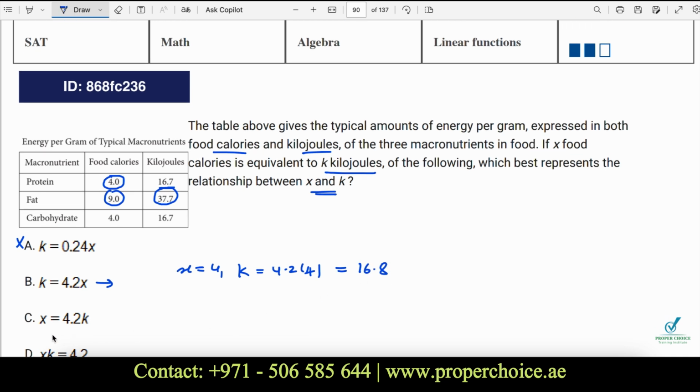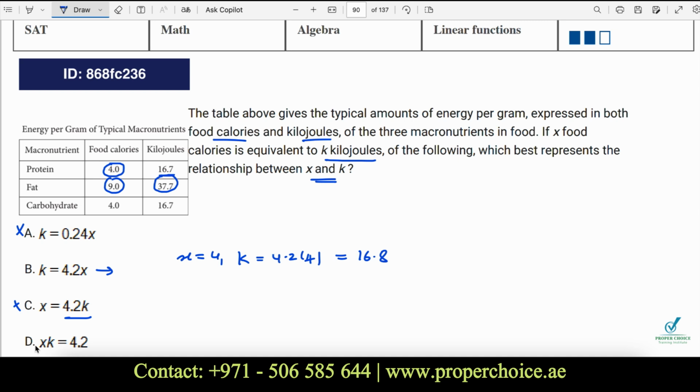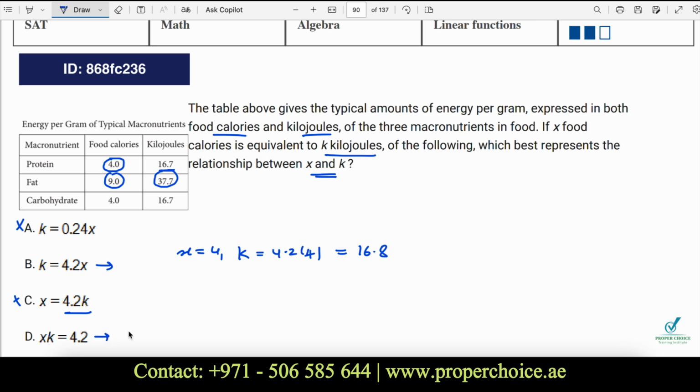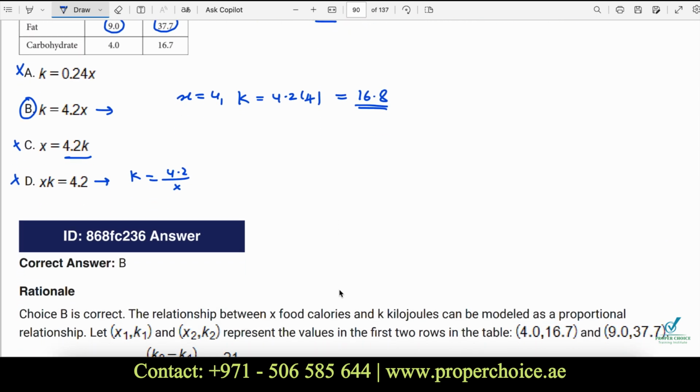Maybe, let me see, x equals 4.2 times k is wrong, because it represents the relation in the opposite way. k times x equals 4.2, which can also be written as k equals 4.2 by x. That is a division, which is also not true. So 16.7 is very close to 16.8, which makes sense with option B, because the question asks for equivalent to, not the exact value. Whenever they say approximate or equivalent to, we can choose either the closest or the exact. So option B is the right answer.